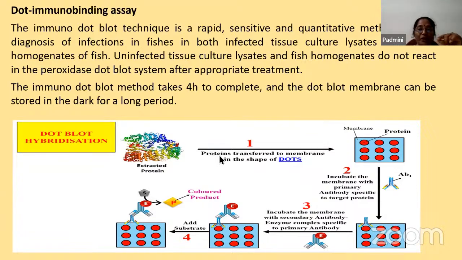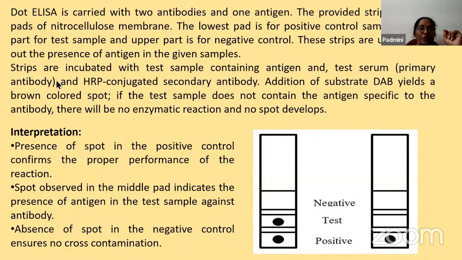So how it is done, now if you can see in the second picture over there, this is carried out with 2 antibodies and 1 antigen. What is the antigen over here? This is the fish tissue homogenate or lysate over there. So it is going to be bound to the antigen with the help of 2 antibodies over there. The provided strip has 3 pads of nitrocellulose membrane. The lowest pad is going to be for the positive control sample. In the positive control there is definitely an antigen and the antibody is going to get attached to it. That is the positive control.